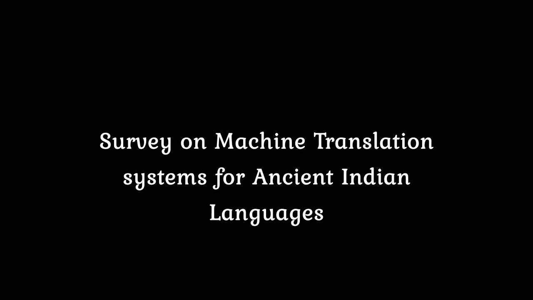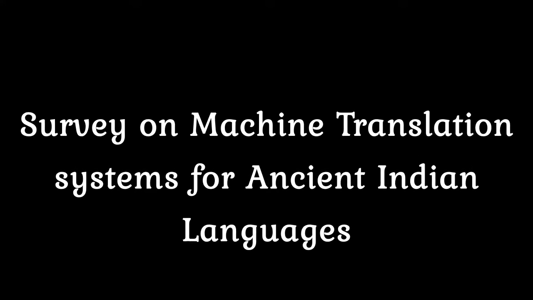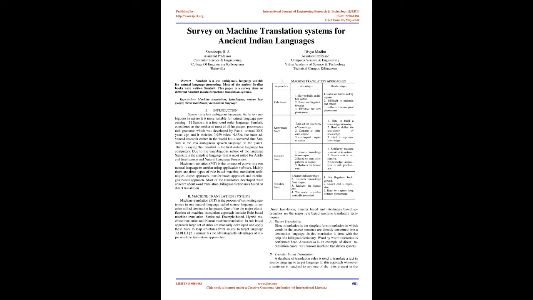Survey on Machine Translation Systems for Ancient Indian Languages. Abstract: Sanskrit is a less ambiguous language suitable for natural language processing. Most of the ancient Indian books were written in Sanskrit. This paper is a survey done on different Sanskrit-involved machine translation systems.